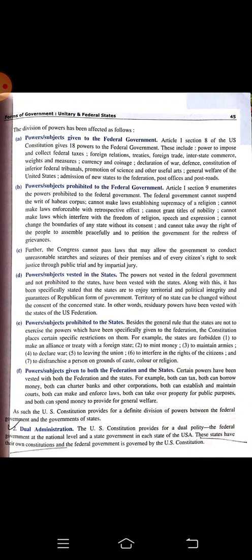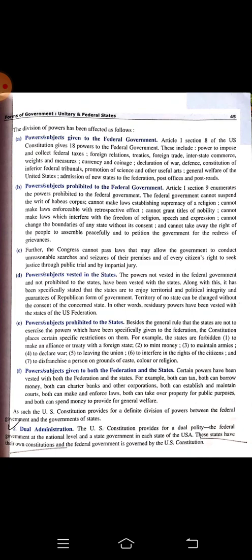For example, Article 1, Section 9, what are they saying? It prohibits the federal government. The federal government cannot suspend the writs, and they cannot apply anything they feel like on the states. They have to come to a mutual discussion, and then only can they apply it. Okay, then you can say the USA has dual administration.